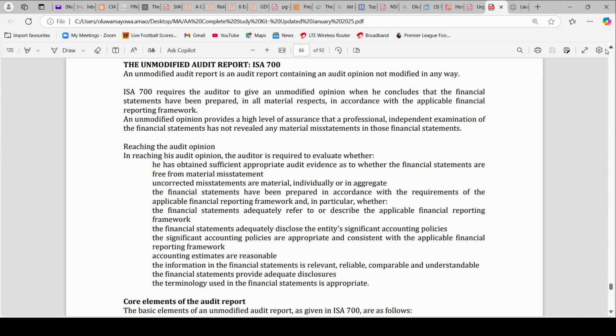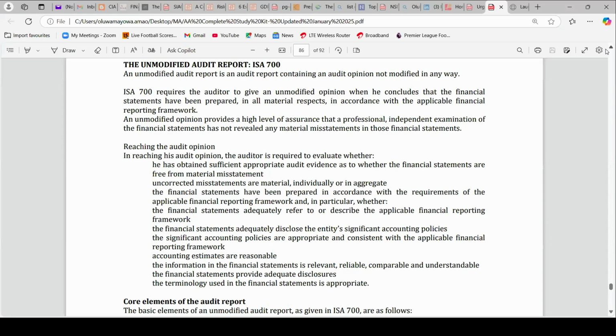Now, when you look at an unmodified audit opinion, what are the elements, or what are the things you want to see? When you pick an audit report that is unmodified, these are the contents of an audit report that is unmodified according to ISA 700.